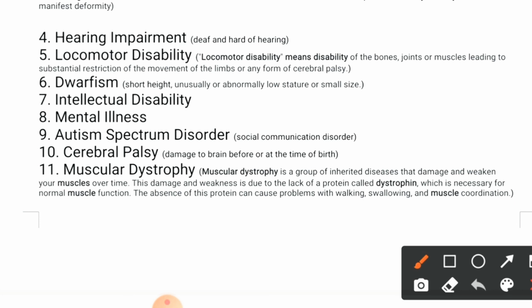Next we have muscular dystrophy. Now what is this muscular dystrophy? It is a group of inherited diseases that damage and weaken your muscles over time. Okay, it means that with time your muscles slowly get damaged. This damage and weakness is due to the lack of a protein called dystrophin, which is necessary for the normal muscle functions of a child. So especially the children who come from malnutrition, those who are not getting proper food etc. at their home due to poverty, suffer from this kind of disease. The absence of this protein can cause problems with walking, swelling, and muscle coordination.